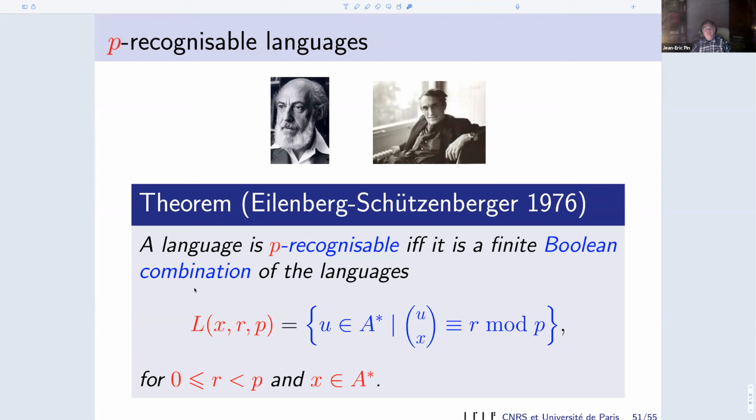And they proved the following nice result: these P-recognizable languages are obtained as finite Boolean combinations, which means finite intersections and unions (complement is not needed, actually), of these languages, where again you have this binomial coefficient. You take the set of words such that the binomial coefficient of u and x is congruent to r mod p for some fixed word x. You get a language, and it's recognized by a P-group. That's not very difficult to show, but it's more difficult to prove that you get all P-recognizable languages in this way. So what was the problem?